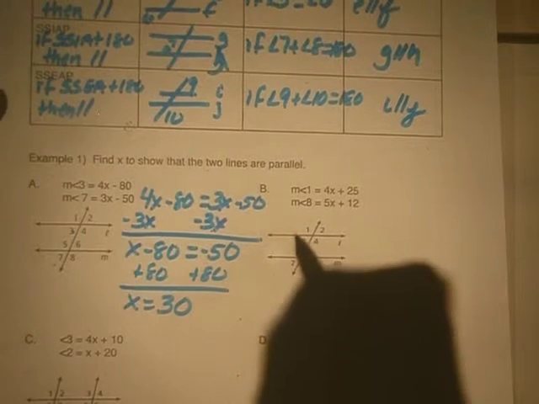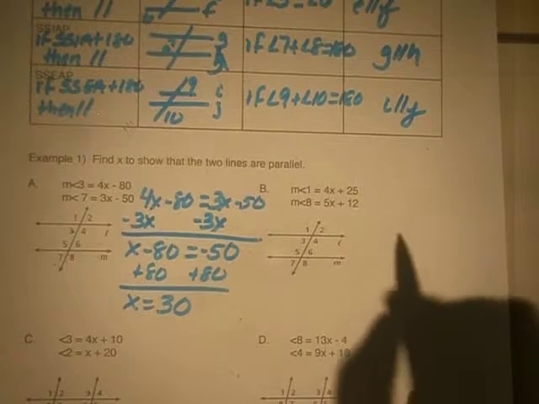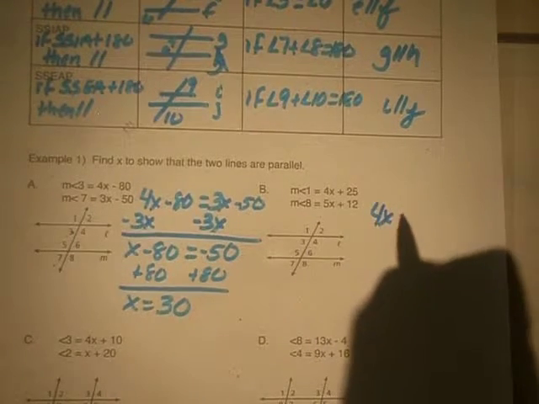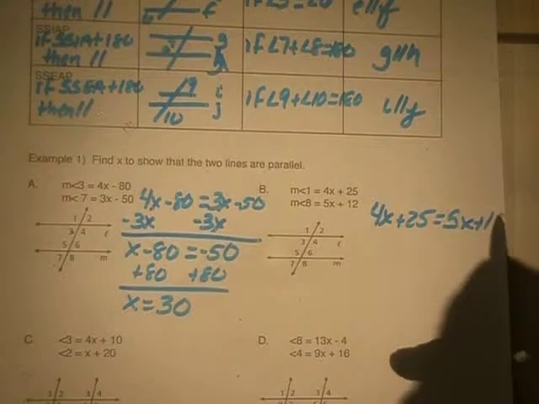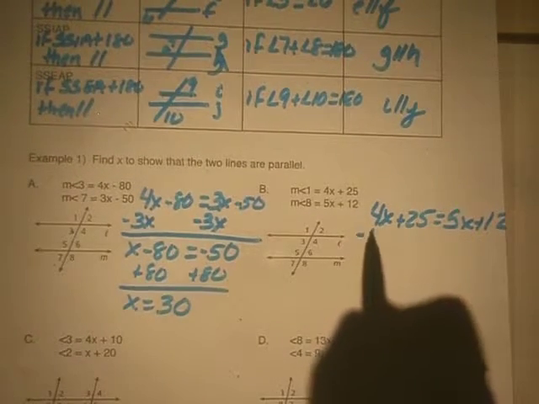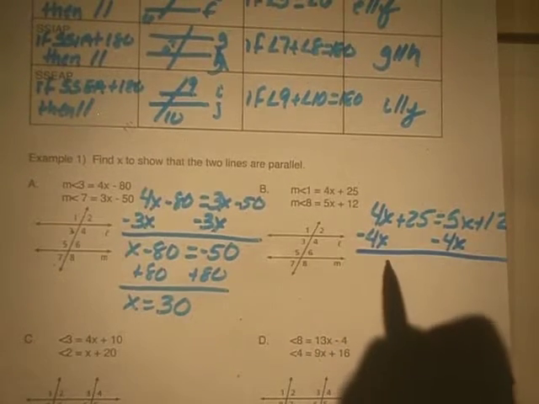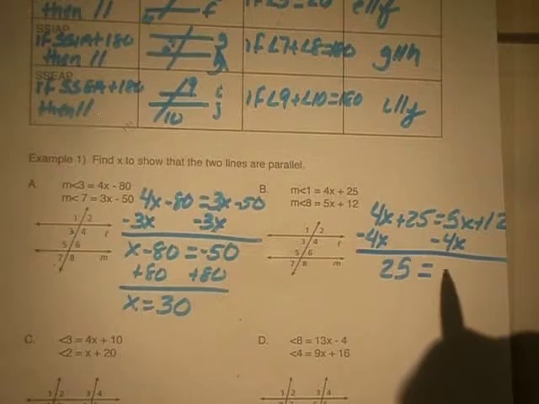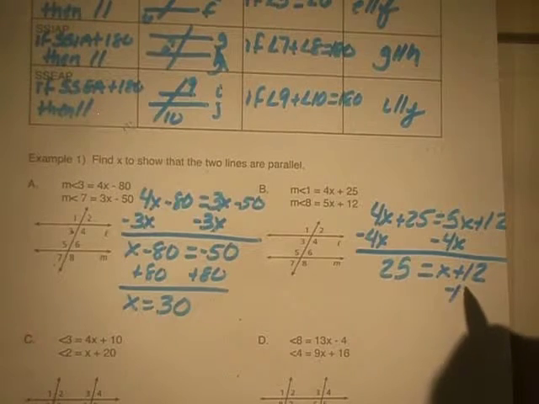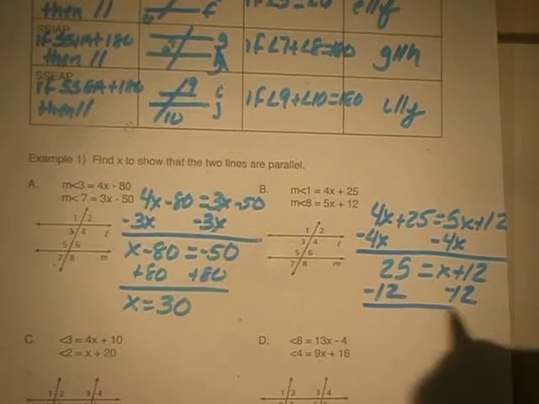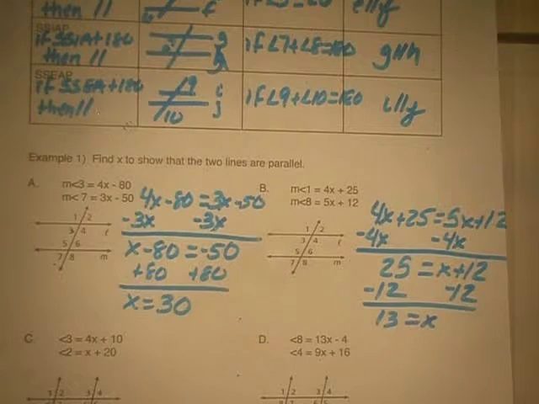Letter B, looking at angle 1 and angle 8. Those are alternate exterior angles. If your alternate exterior angles are congruent, then your lines are parallel. So we subtract 4x from both sides, and you have 25 equals x plus 12. Subtracting 12 from both sides, your x equals 13.